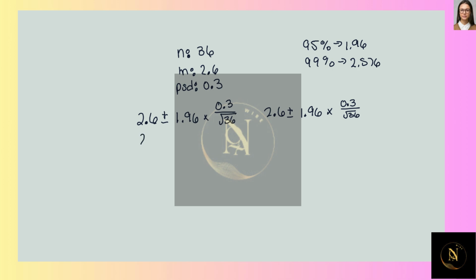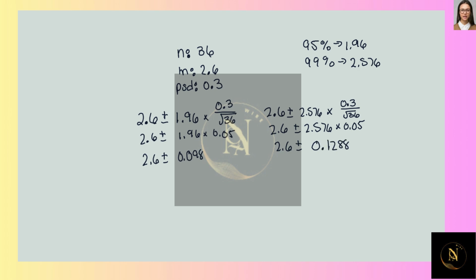So then that is 2.6 plus or minus 1.96 times 0.05, which is 0.098. And then 2.6 plus or minus 2.576 times 0.05, and so that is 0.1288. And so it's 2.6 minus 0.098.